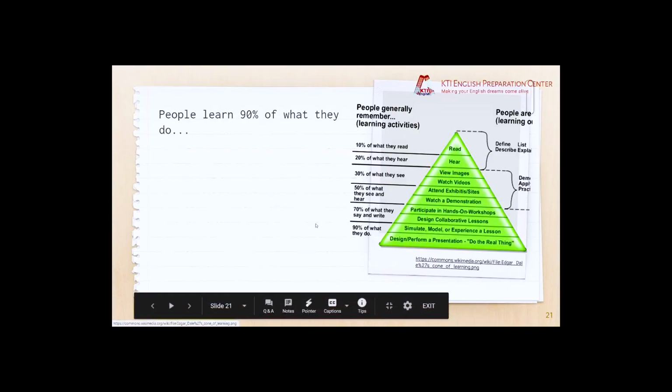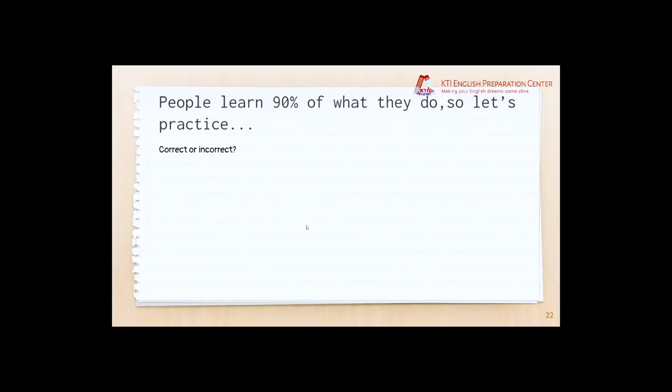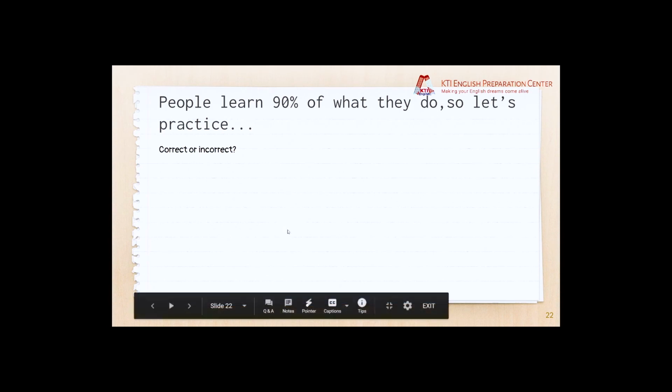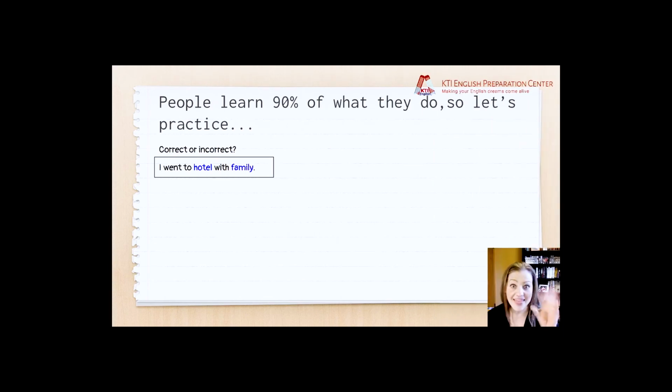Okay, so again, back to my favorite infographic. We learn better when we do. People learn 90% of what they do, so let's practice. Is this correct or incorrect? Thank you to my students for giving me these sentences. I took them right from my class notes.